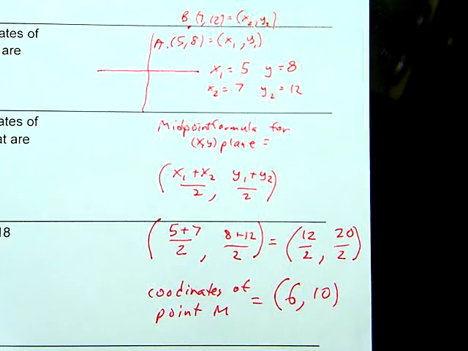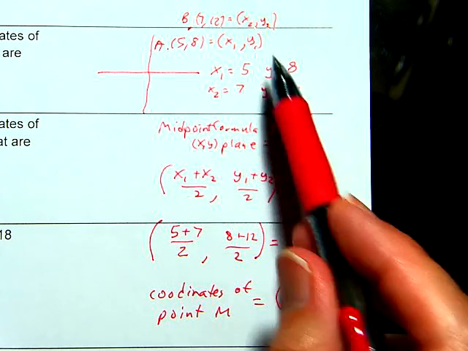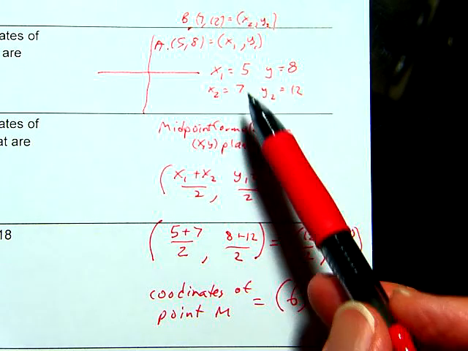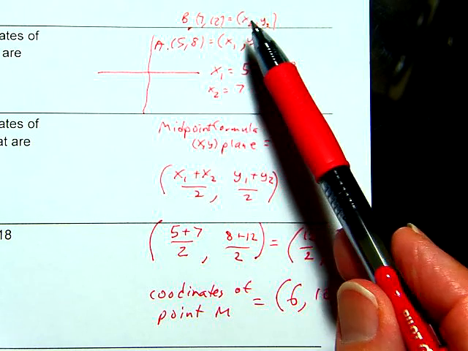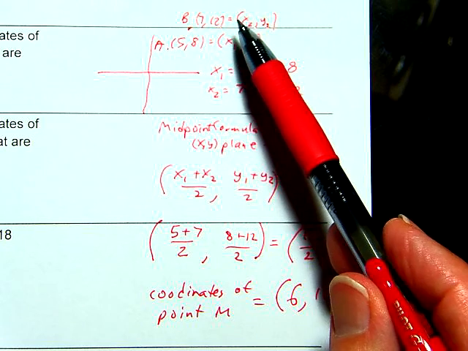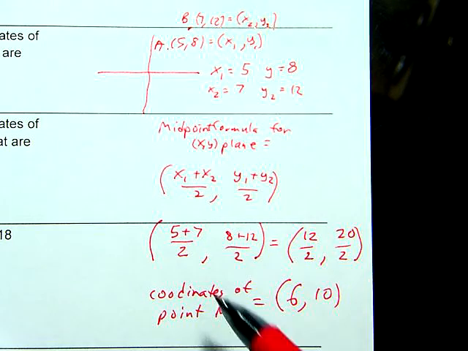And this is the entire process by which you do it. First identify what is x1, what is x2 according to the drawing, and then simply substitute it into the formula.